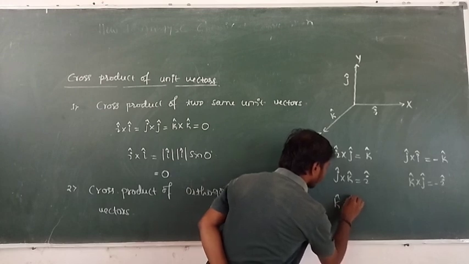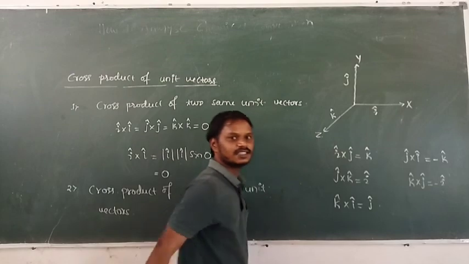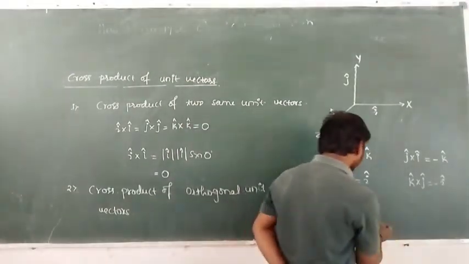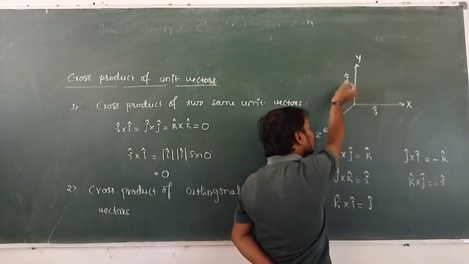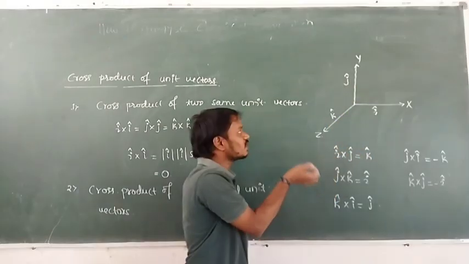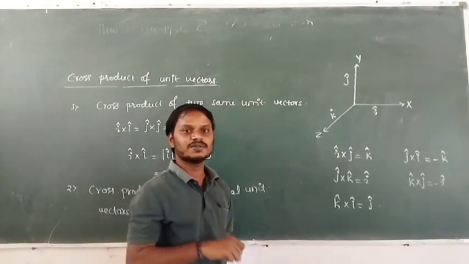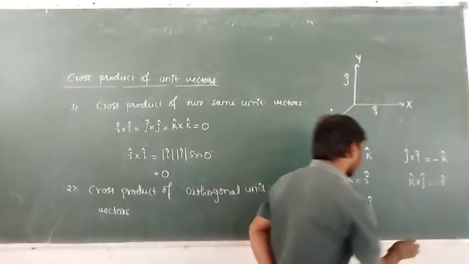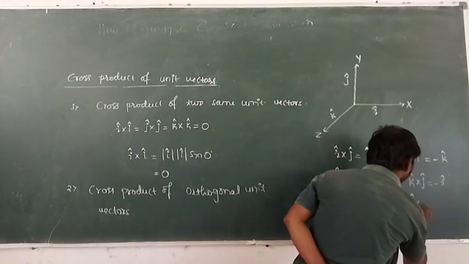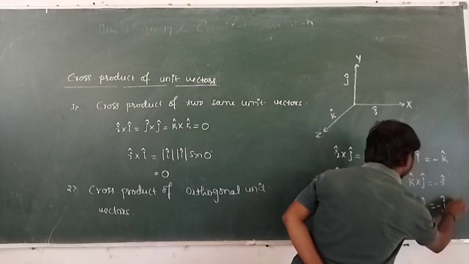The rotation is from k to i. Then the resultant vector is unit vector j cap. If the rotation is from i to k, then it moves in the downward direction, meaning along the negative y axis. Negative y axis means here we take the unit vector minus j. Then i cross k is equal to minus j.